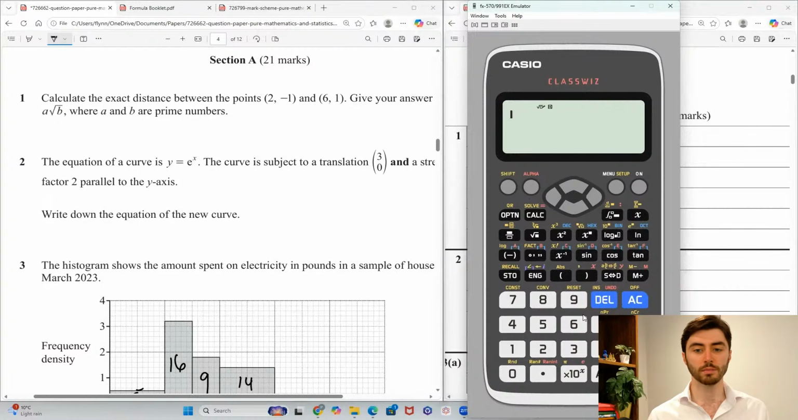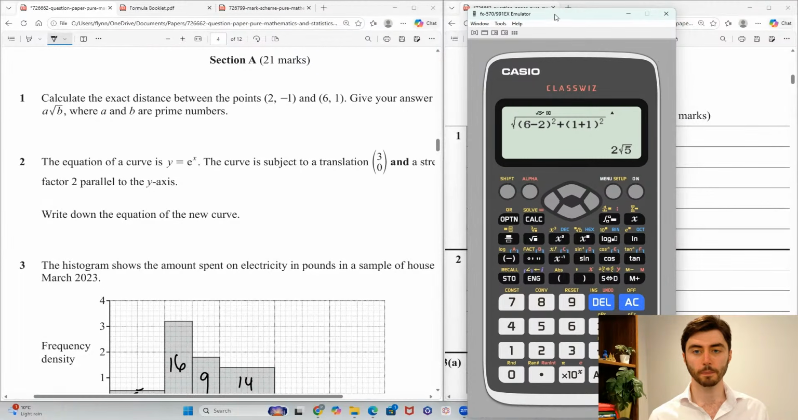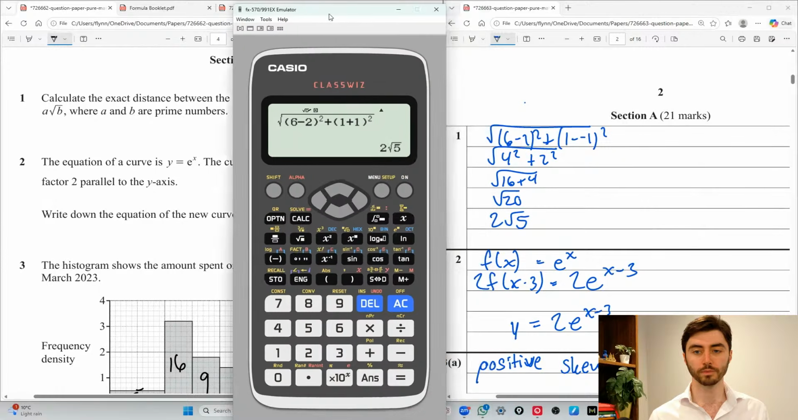So going back here, it's the root of 6 minus 2 squared and 1 plus 1 squared, 2 root 5, check. Good.